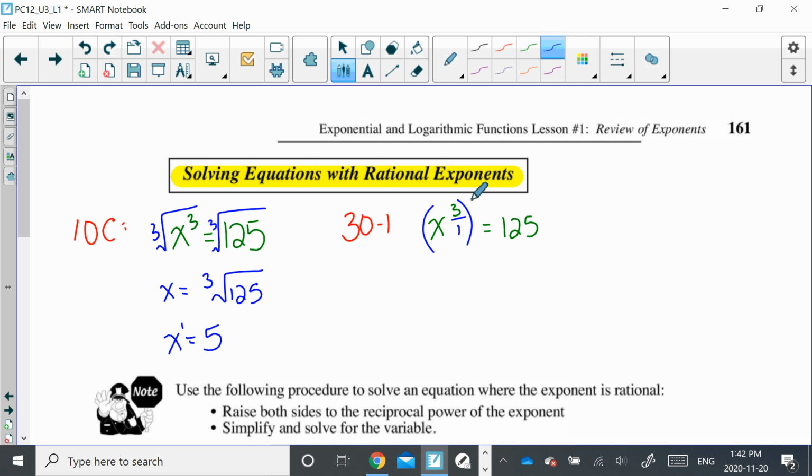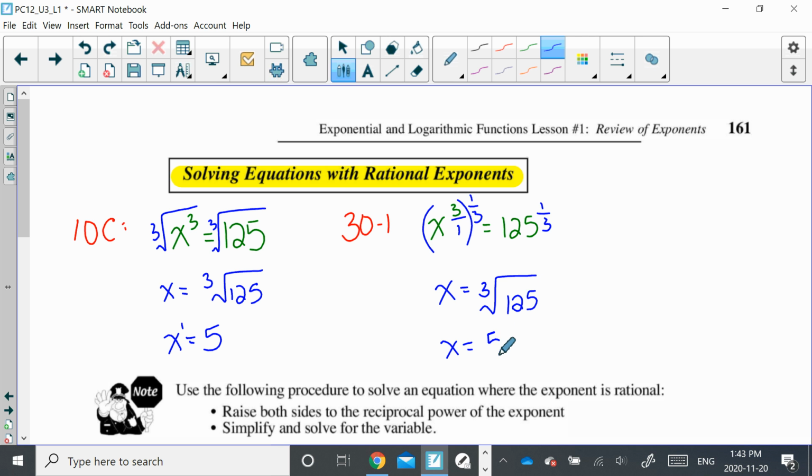So how you would have done that is you would have said, I'm going to multiply this side by 1/3, and what you do to one side, you do to the other side, 1/3. 3 times 1/3 will just give you x. 125 to the power of 1/3 is going to be the third root of 125. And that, again, is equal to 5.